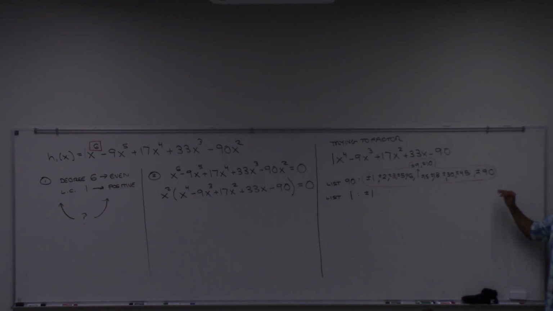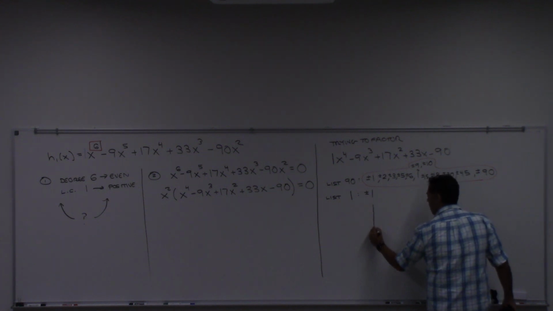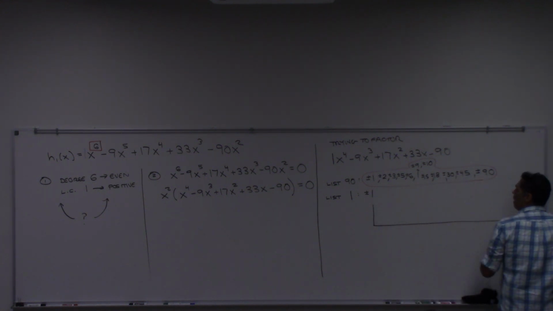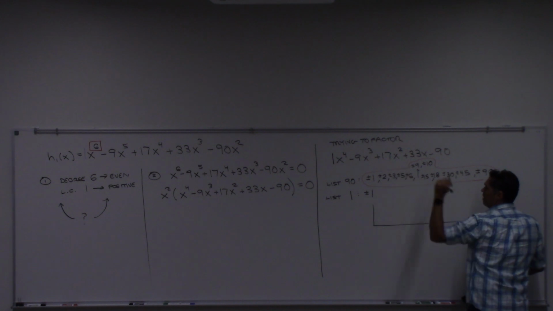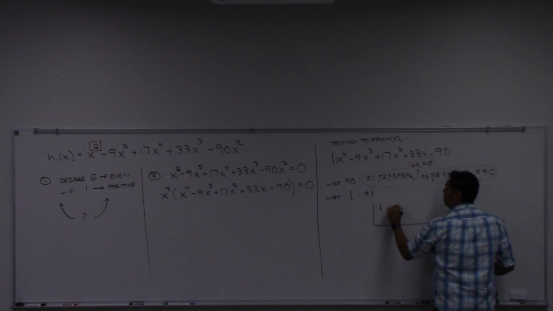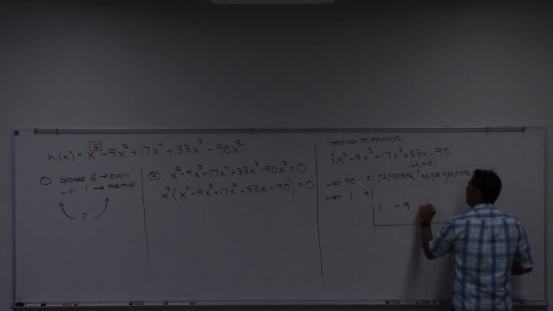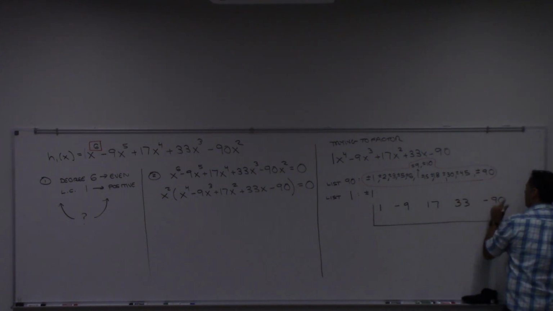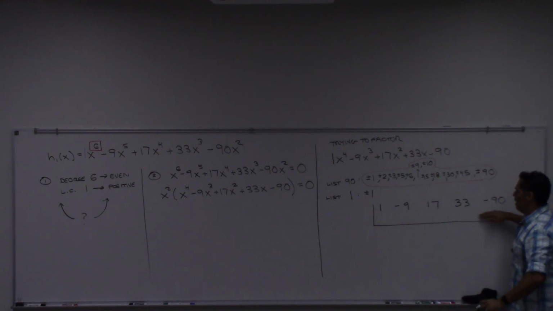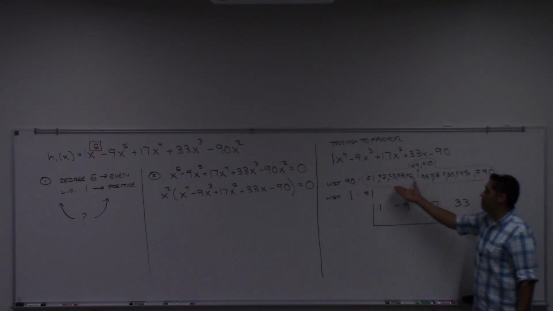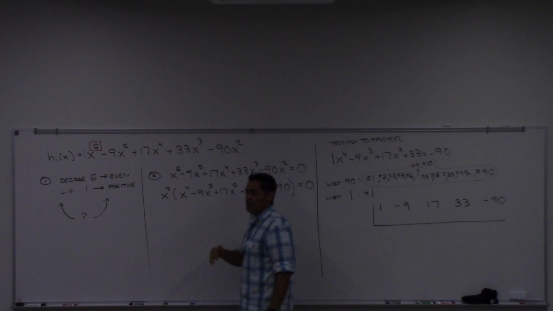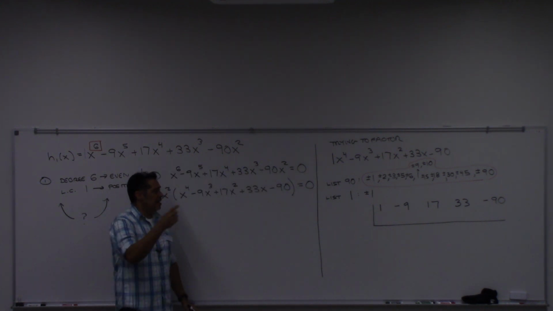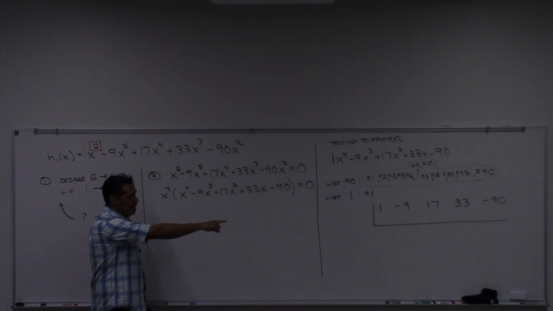So once I've got my list, my final list here in red, what I'm going to do is start synthetic division. And what I mean is I'm going to draw an upside down division box. And I'm going to put the coefficients of this in this box: 1, negative 9, 17, 33, negative 90. Remember, leave a space underneath. And then you start going through these numbers with your synthetic division, and you're hoping that the last number at the very end turns out to be a what?